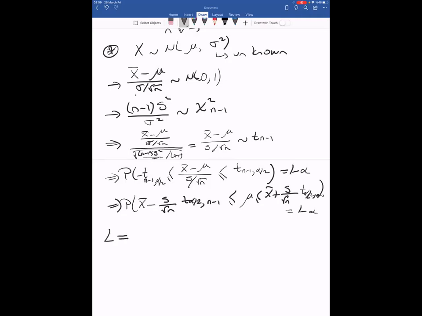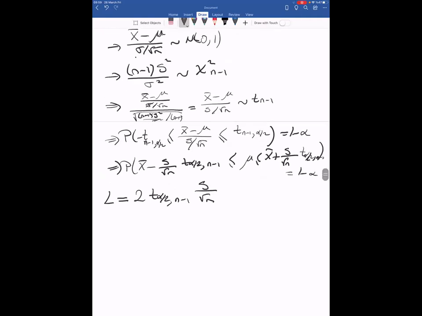Upper and lower bound is the same. We have a minus sign, a plus sign, and subtract them. Again, we have 2 times t alpha over 2 and n minus 1, times S over square root of n. Then we can calculate the expected length of this. So what is the expected length here? We have 2 times t alpha over 2 and n minus 1 over square root of n, and expected S.